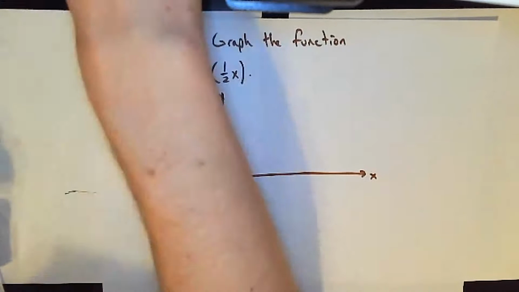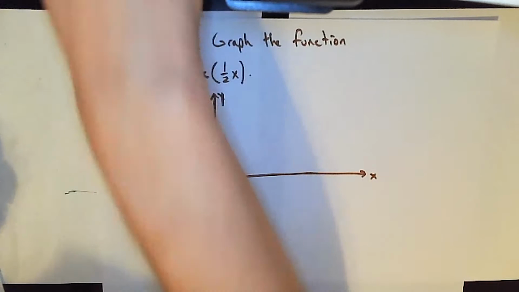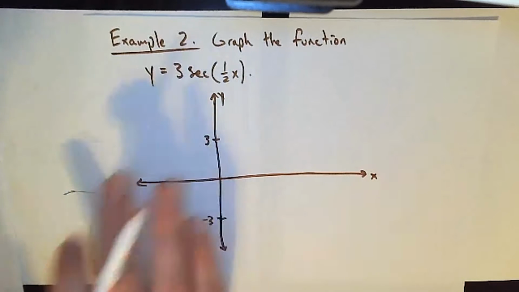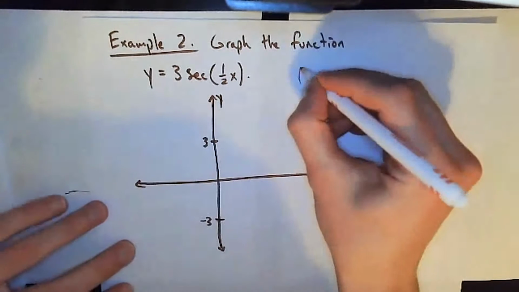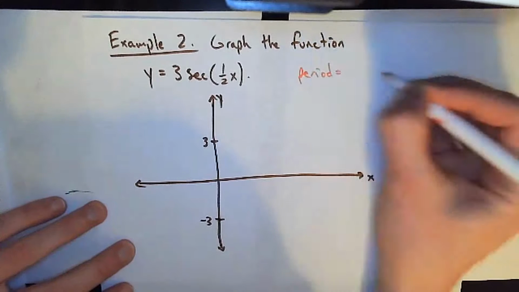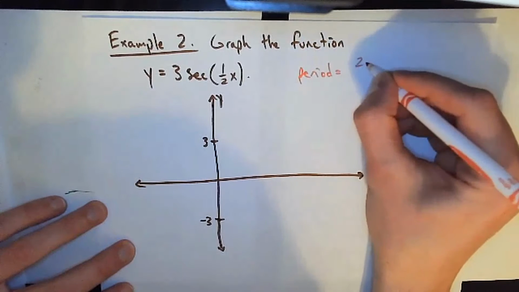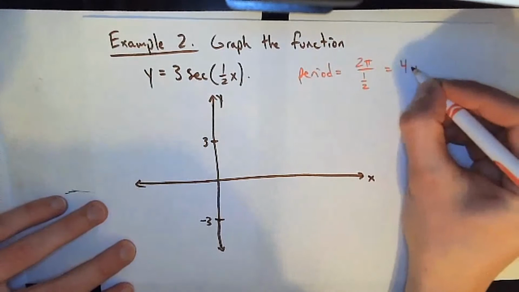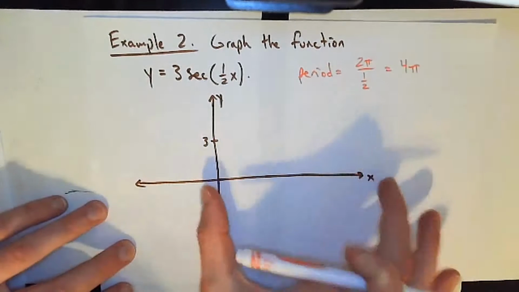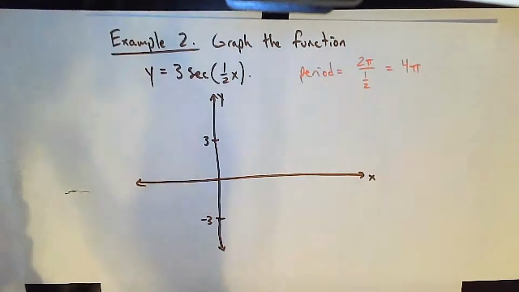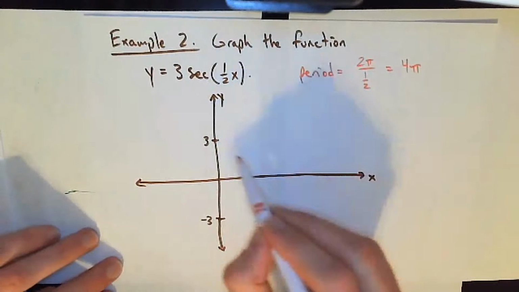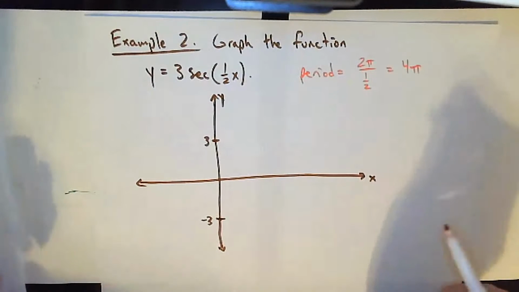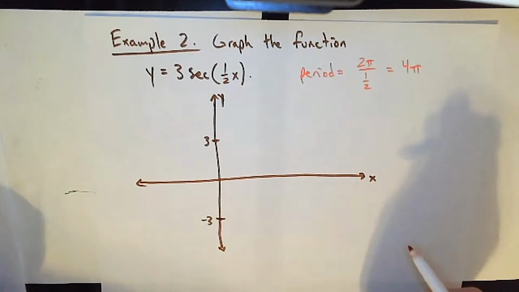There is something going on with the period of this graph, right? Because of the 1/2 inside. So period will be equal to 2 pi divided by 1/2, which is going to be the same as 4 pi. So this one is stretched out to 4 pi. It's still going to look like a top curve and a bottom curve, but it's going to have to go all the way to 4 pi to achieve that.